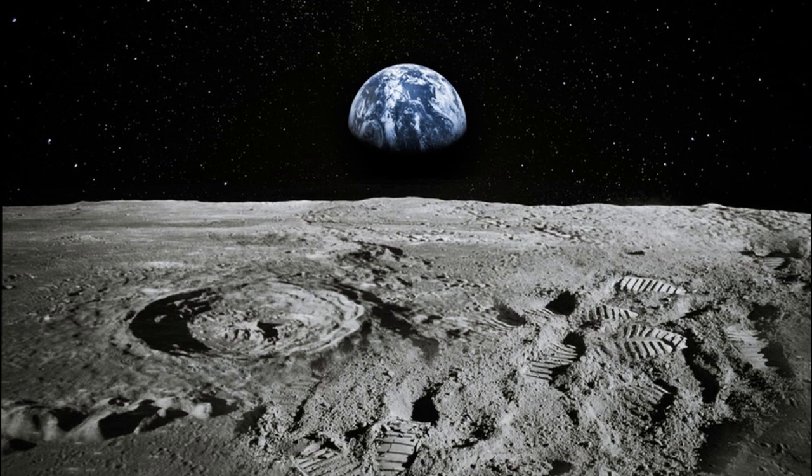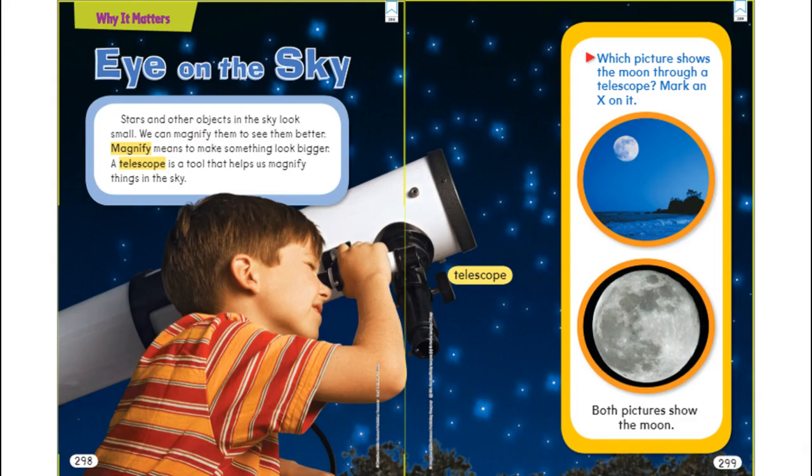Eye on the sky. Open page 298. Stars and other objects in the sky look small. We can magnify them to see them better. Magnify means to make something look bigger. A telescope is a tool that helps us magnify things in the sky.